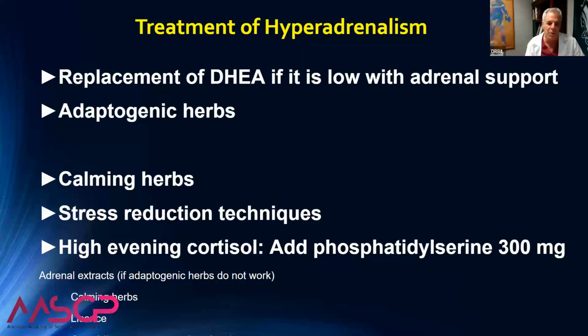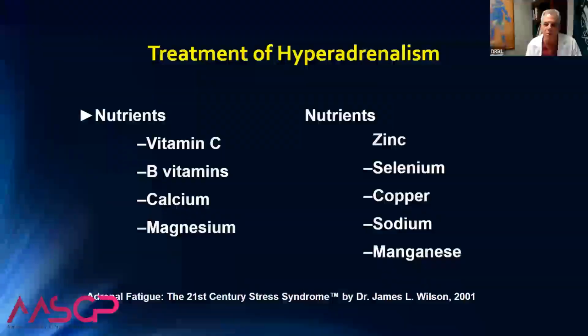Can I have some calming herbs? We like some of the Bach flower remedies for that. If there's high evening cortisol, we'll add in some phosphatidylserine, even some licorice. So these are some of the nutrients that you may want to look at if the adrenals are high: zinc, selenium, copper, sodium, manganese, and B and C vitamins.